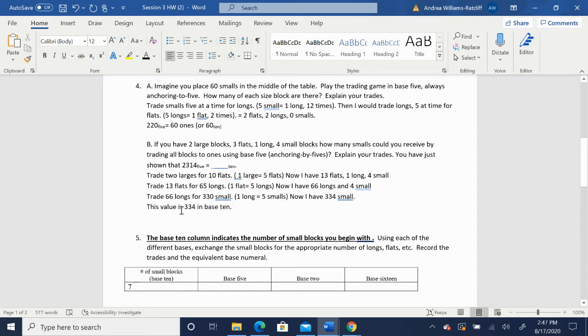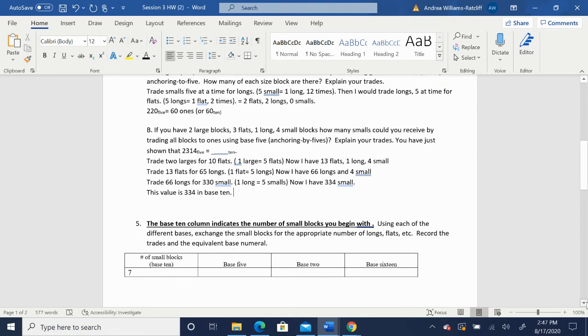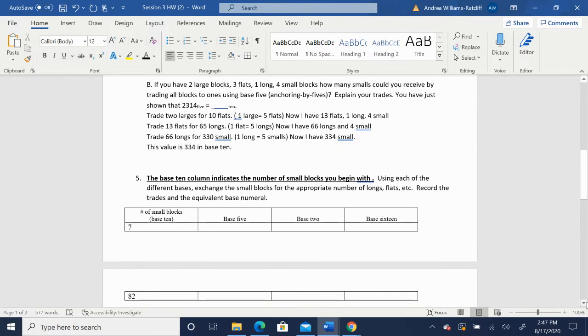So, in order to trade, I started with the largest and I trade down to the smallest in order to get equivalent value. We've got a little column over here where it gives us some numbers in base 10 and we want to express what the equivalent numeral would be in base 5, base 2, and base 16. So let's start with base 5.